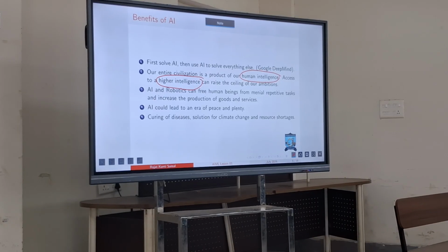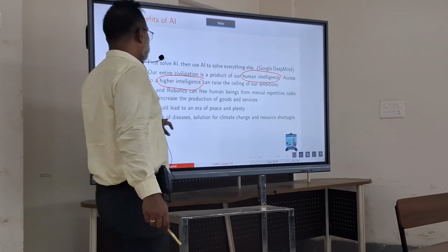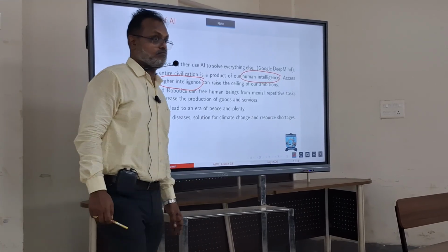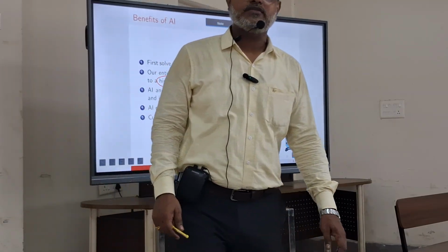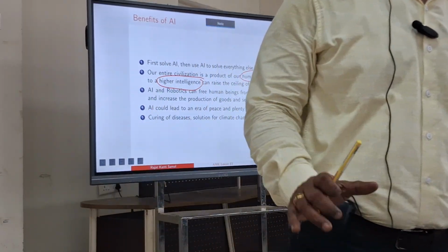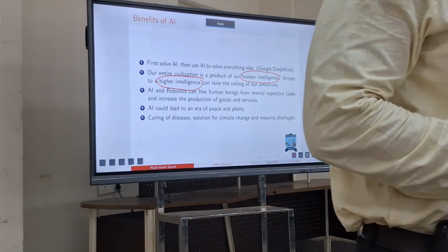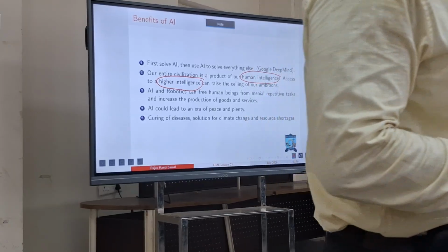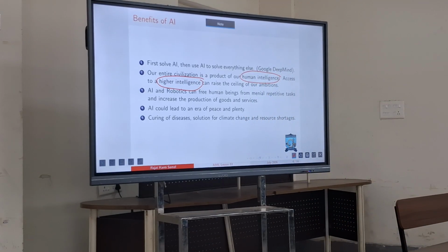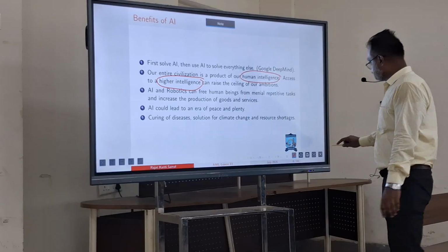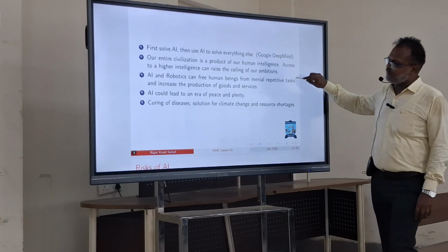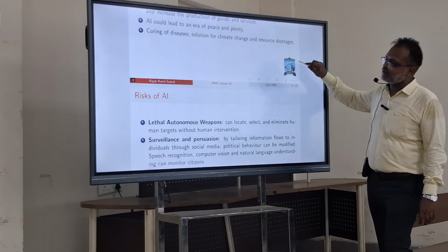Okay, next, curing of diseases, solution to climate change and resource shortages. So AI can solve resource shortages. How? I have not felt that. Okay, maybe it is because of human stupidity, but I have not seen that. Okay. Now these are the benefits of AI, and next the risks of AI.